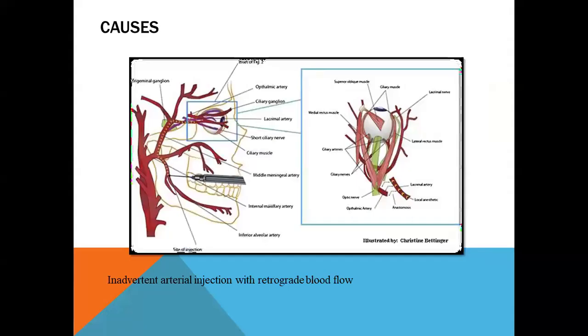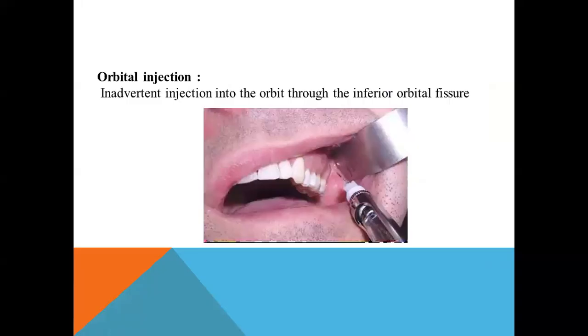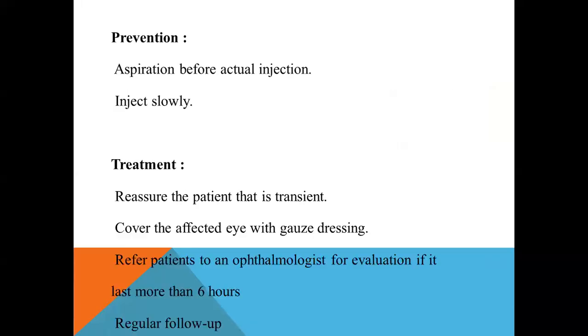What is the cause behind it? It is inadvertent arterial injection with a retrograde blood flow. What is this? Inadvertent injection into the orbit through the inferior orbital fissure. When you inject the local anesthesia into the inferior orbital fissure, the chances of an ocular complication will be more. How to prevent it? Aspirate before the actual injection. Slowly inject the anesthesia.